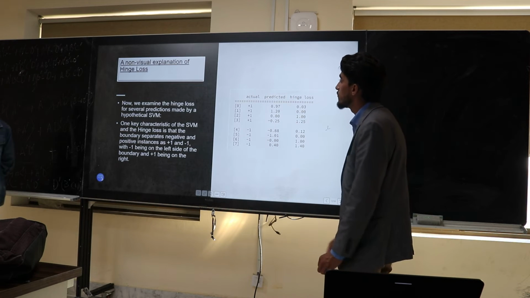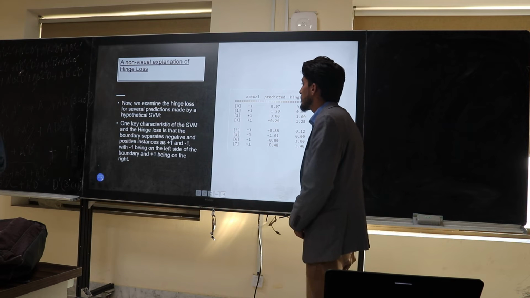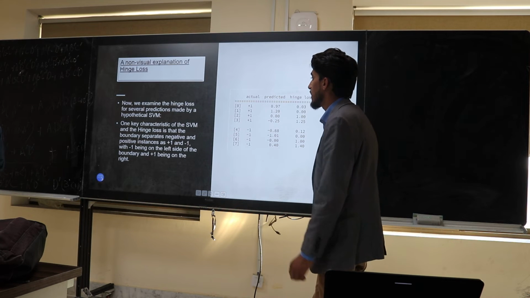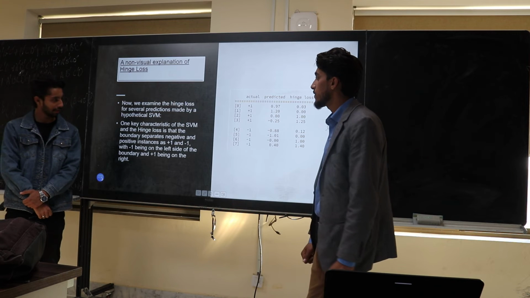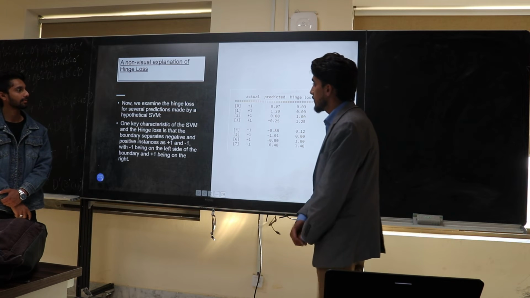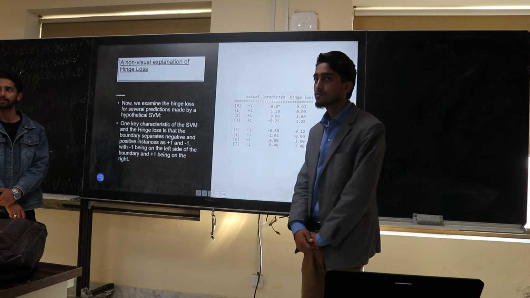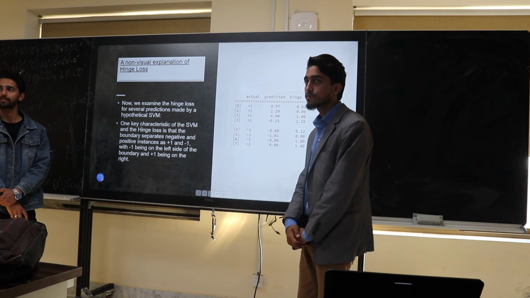Numerical explanation of hinge loss. Now we examine the hinge loss for several predictions made by a hypothetical SVM, support vector machine. What is this? Could some of you please explain what this is?